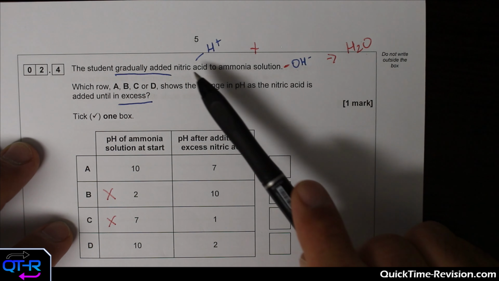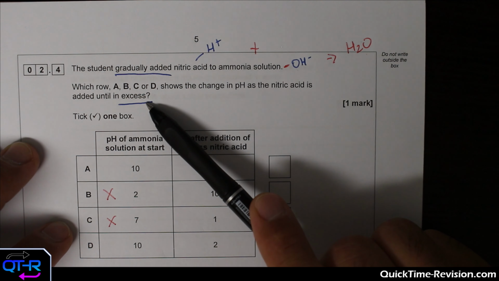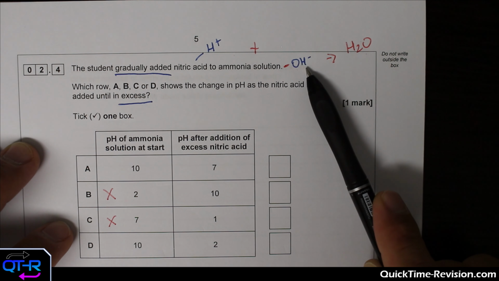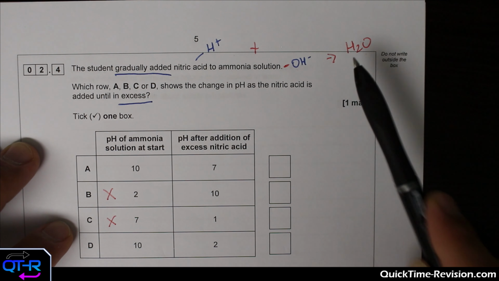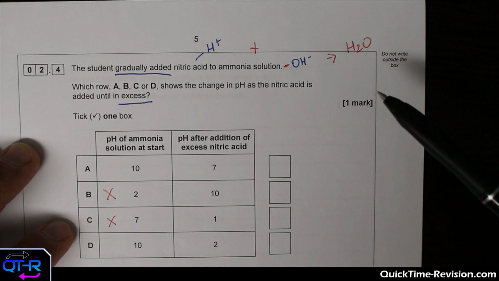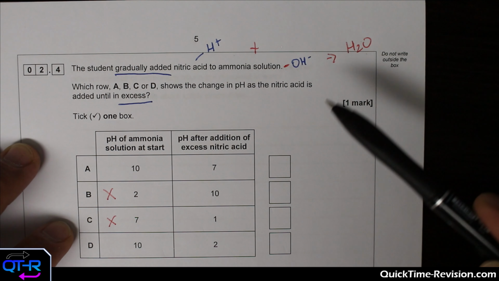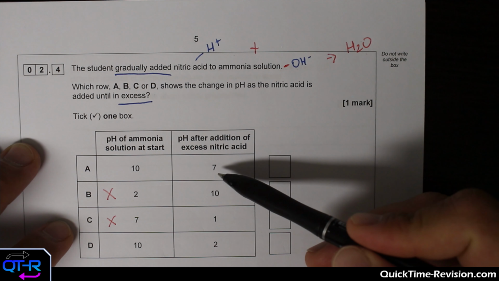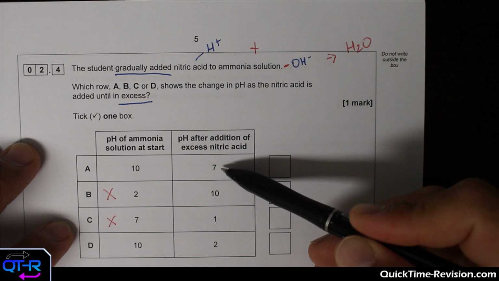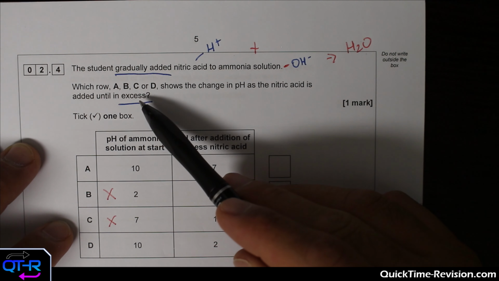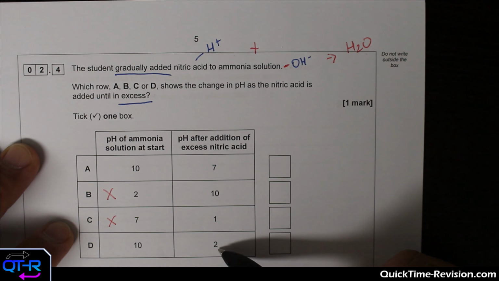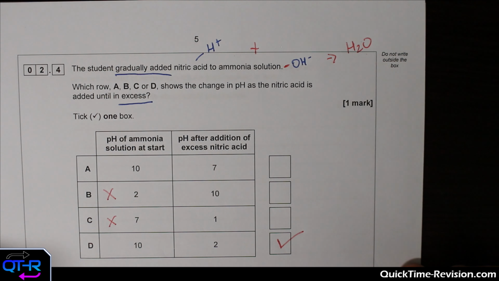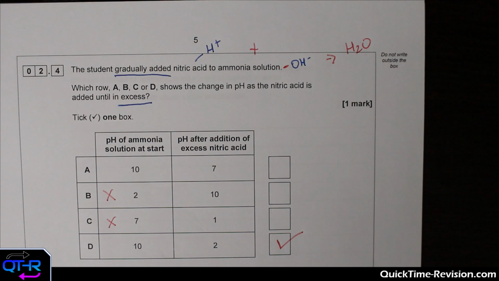They're telling you that they added nitric acid in excess, so that means that you added enough H plus ions to convert those OHs to water and then some. So you ended up with water that has more acid added on top of it. So the pH wouldn't be 7, the pH would be below 7 because the nitric acid has been added in excess. Okay, so your actual answer here is going to be D. Right, so let's move to question 2.5.